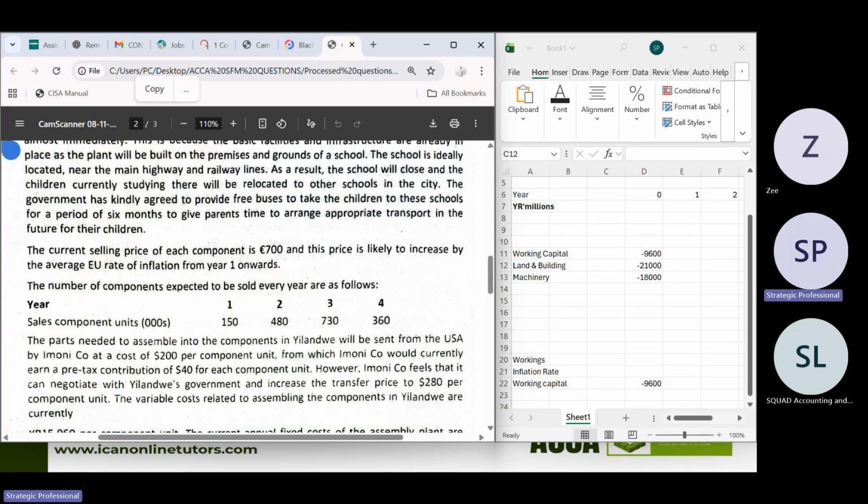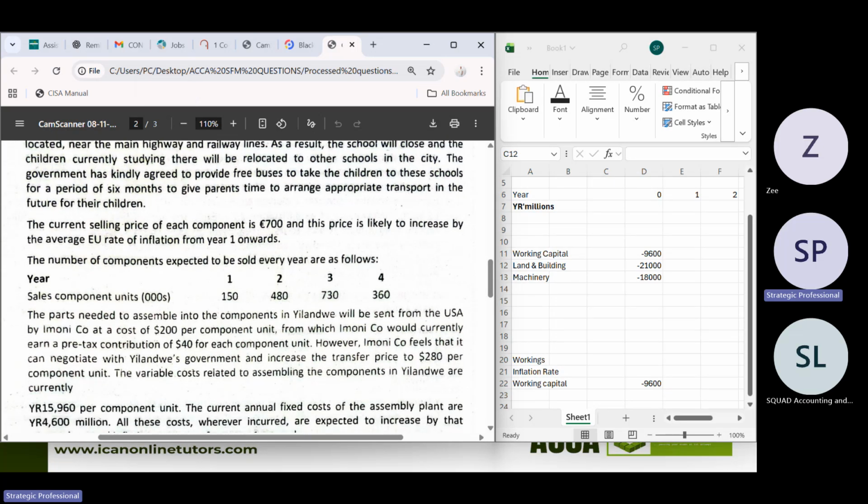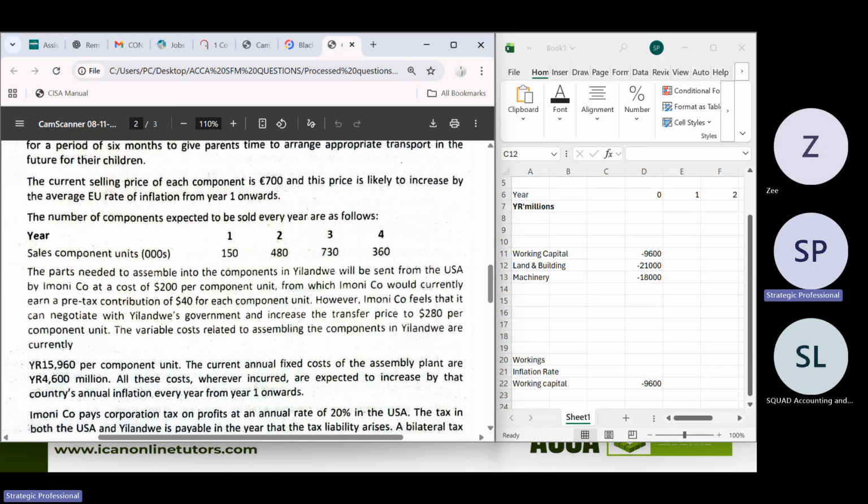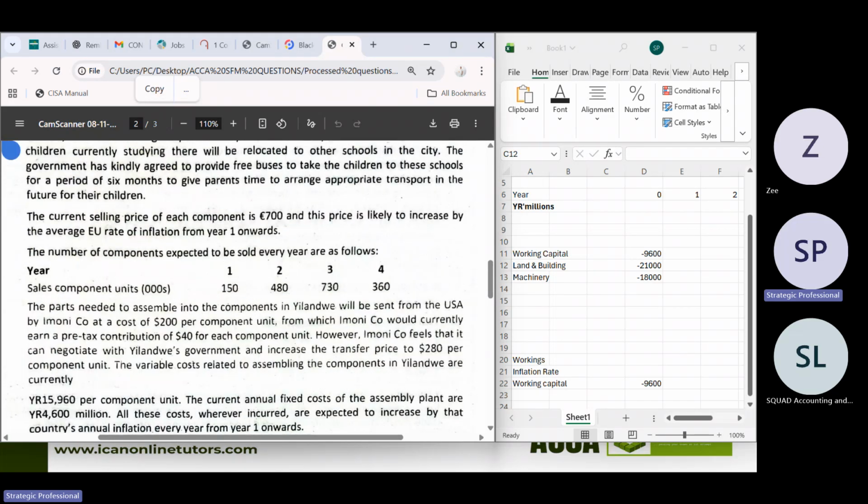As a result, the school will be closed and the children currently studying there will be relocated to other schools in the city. The government has kindly agreed to provide free buses to take children to these schools for a period of 6 months to give parents time to arrange appropriate transport in the future for their children. What has this done? We've done something because of our business now. We are affecting the children's school activity. That's an ethical issue.